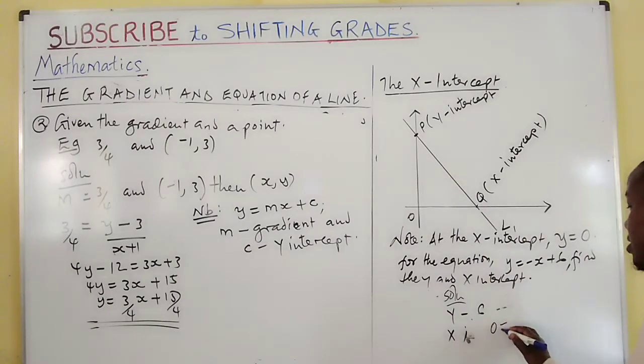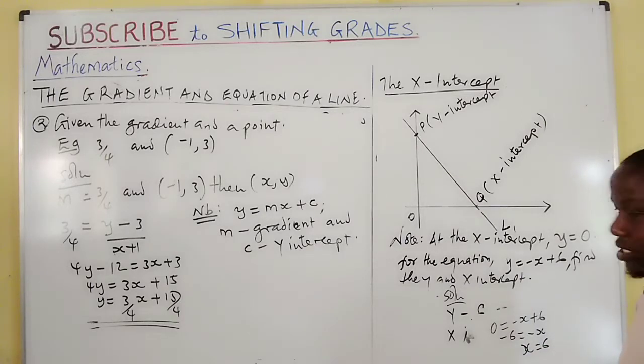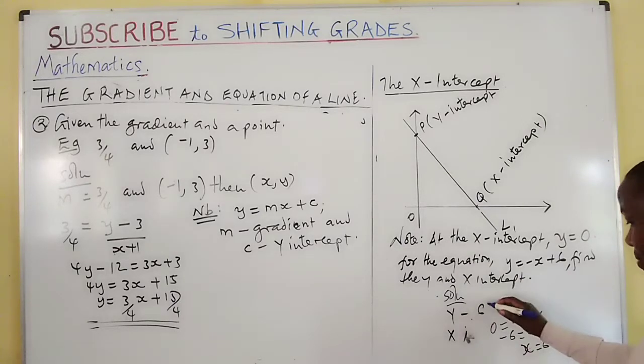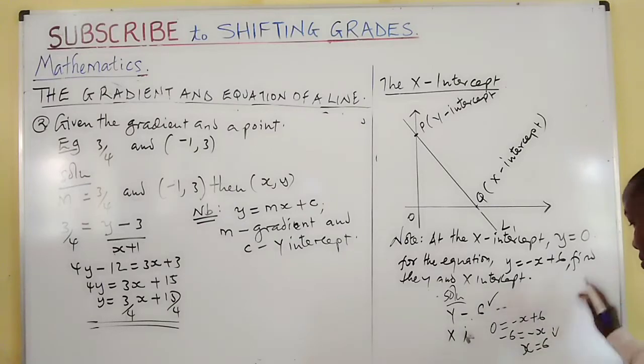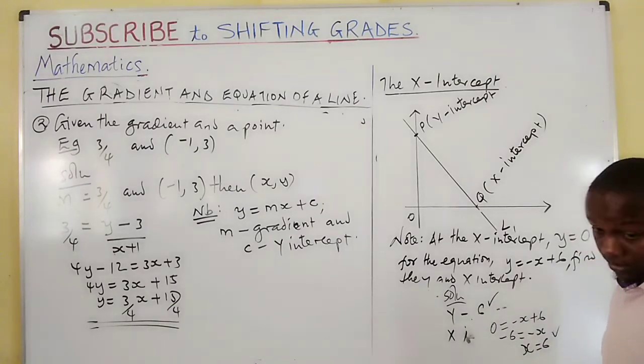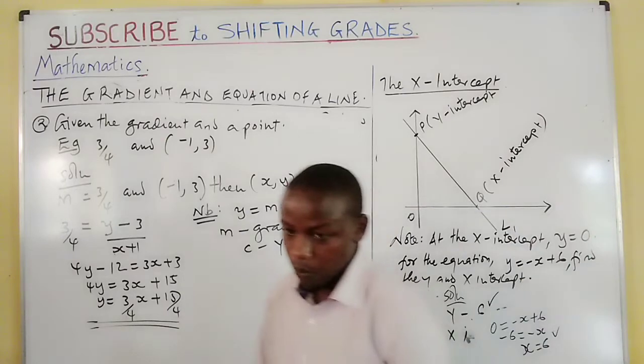Therefore, we'll be saying y is equal to negative x plus 6. So negative x can come to this side, is equal to negative x, and x will be 6 because the negative cancels out. Therefore, the y-intercept is 6 and the x-intercept is also 6. So that's how we find y and x intercepts of a line.